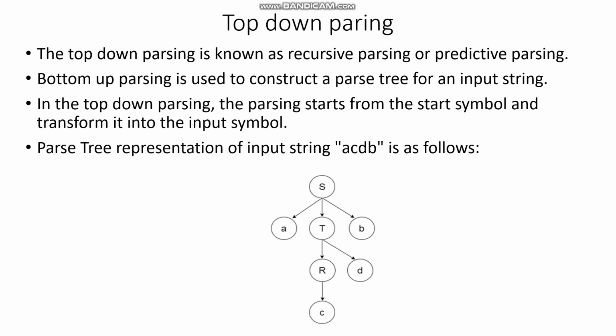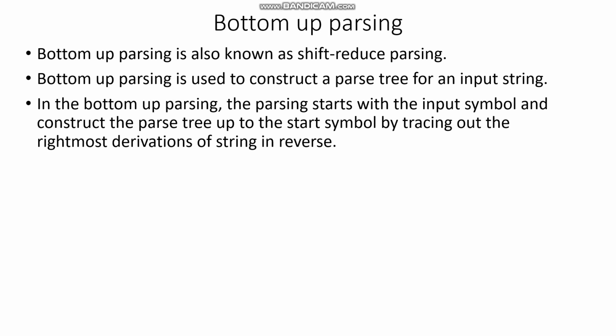Bottom up parsing basically constructs this tree for the input string only, but in a reverse fashion. So bottom up parsing is also known as shift reduce parsing. It constructs the parse tree starting from the leaves and works up to the root. Bottom up parsing is also termed shift reduce parsing, and it is an easy way to implement it.